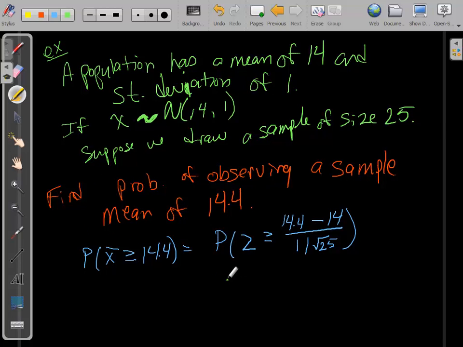So really we're looking at the probability of z being greater than or equal to 0.4 divided by 0.2, so that's just the value 2. So how likely would it be that we drew a sample of 25 and the sample mean was greater than or equal to 14.4? Well, that's going to be the same likelihood as observing a z-score of something greater than 2.